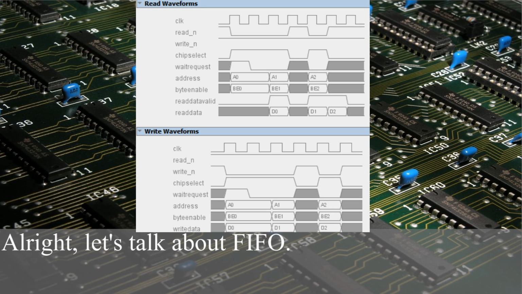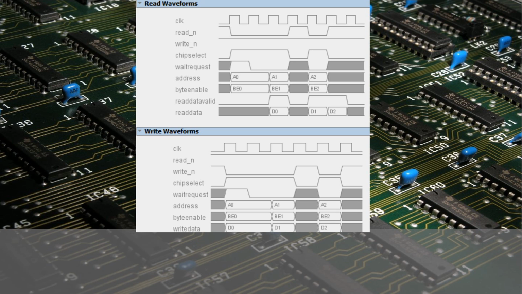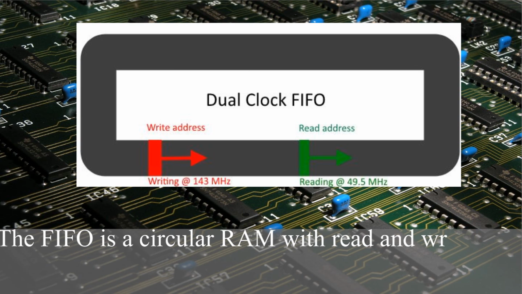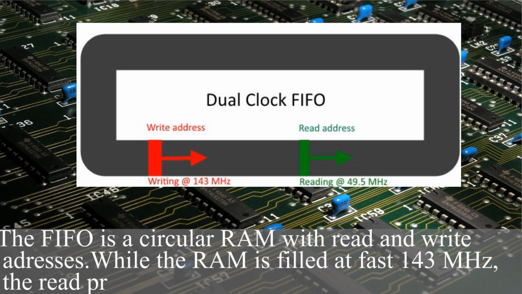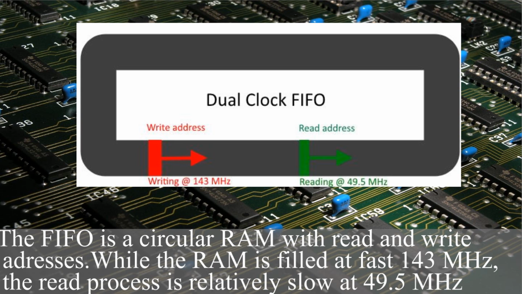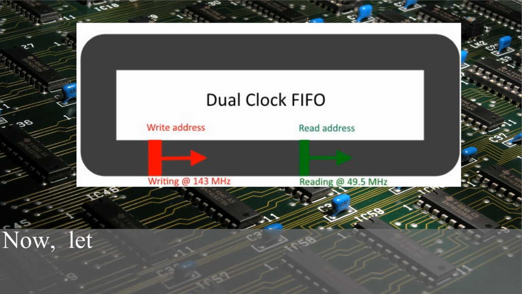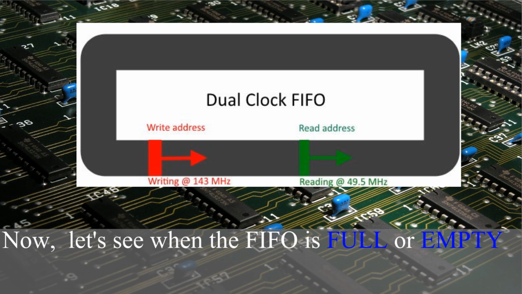Alright, let's talk about FIFO. The FIFO is a circular RAM with read and write addresses. Where the RAM is filled at fast 143 MHz, the read process is relatively slow at 49.5 MHz. Now, let's see when the FIFO is full or empty.